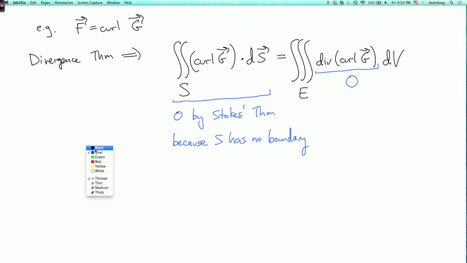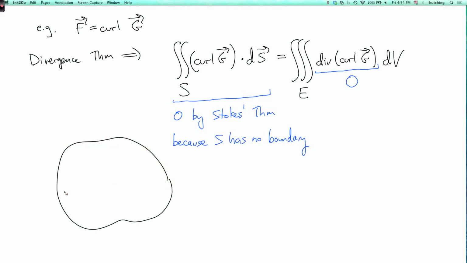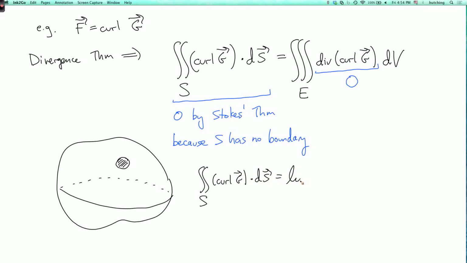If you like, you could think of it like this. So here's the surface S, and it has no boundary. Well, if you want to give it a boundary, we could cut out a little disk. And then the double integral over S of the curl of G dot dS is the limit. This is a disk of size epsilon that we're cutting out. So it's the limit as epsilon goes to 0 of the double integral over S with a disk of radius epsilon removed of curl G dot dS.